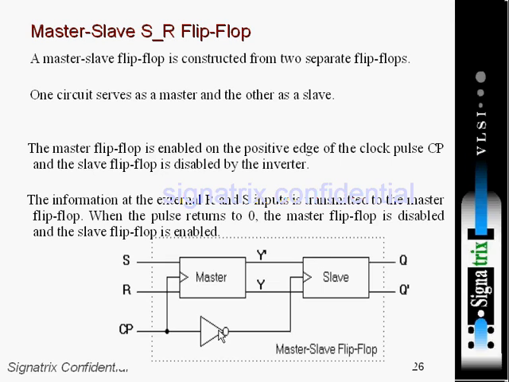Now, the master-slave flip-flop is enabled on the positive edge of the clock pulse, that is CP. When we give a positive edge, the master will work, and the slave will not work. It is disabled by an inverted signal applied. That is, when we give an inverted signal, the slave will be disabled. So that means clearly that only the master works at one particular time and the slave is not working at that same time.